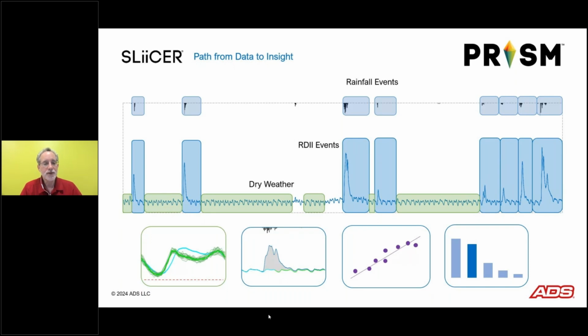We get a lot of information out of just that part of SLiiCER. So think about the minimum, the average, the maximum dry day flows, but we can also get estimates on what we call wastewater production and base or groundwater infiltration in your system.